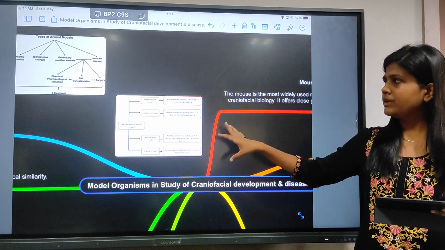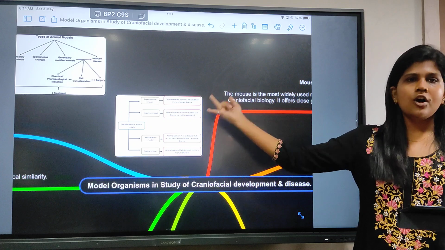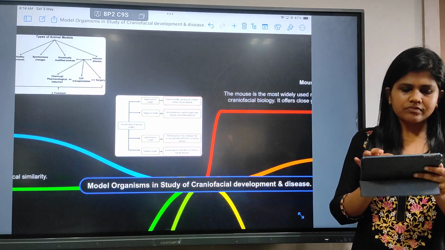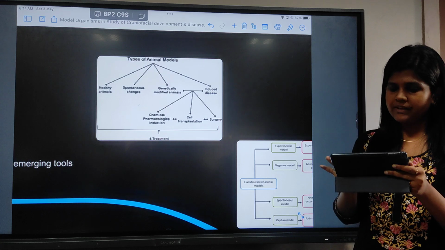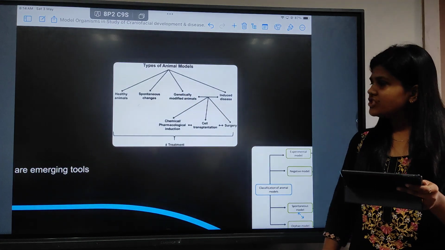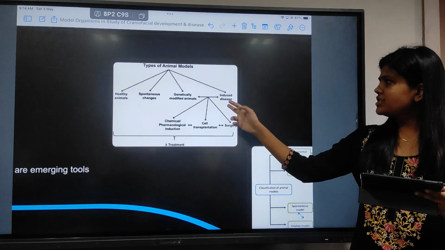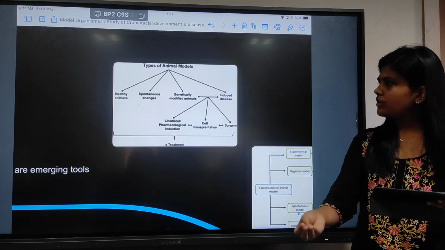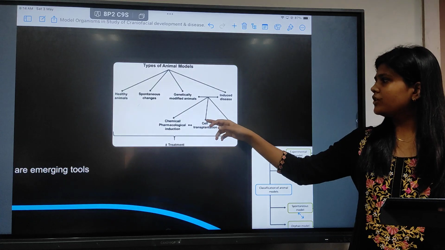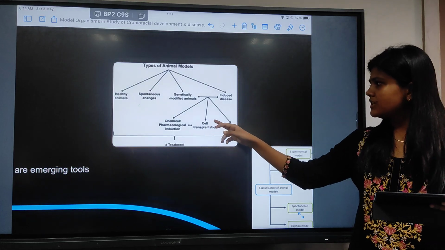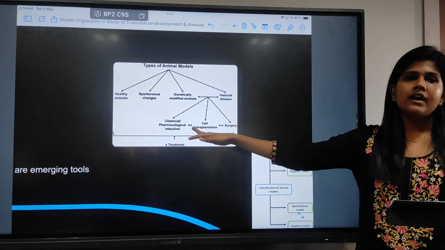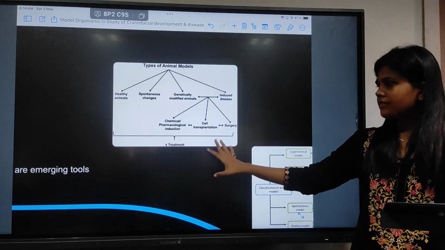Whenever we study, we take either the experimental model, a negative model, a spontaneous model, or an orphan model. There is another classification: healthy animals, where spontaneous changes occur, and genetically modified animals, where we induce a particular disease to study our region of interest. We can see chemical or pharmacological induction, cell transplantation or surgery, after which we identify the treatment of that particular disease.